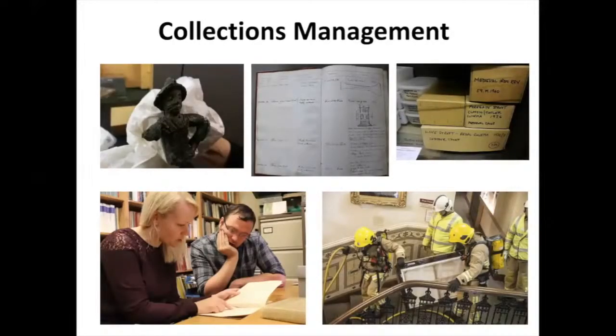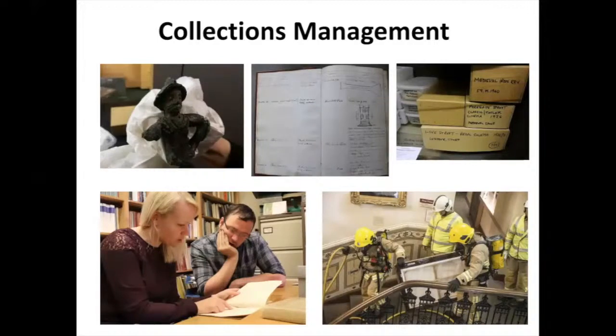We call objects or groups of objects our collections, and we have a lot of them. So art collection, archaeology collection, costume collection, coins, weapons and armour. There's lots of different sorts of things that we look after. And there are lots of different kinds of jobs that we can do, and you can do, in a museum with these collections.